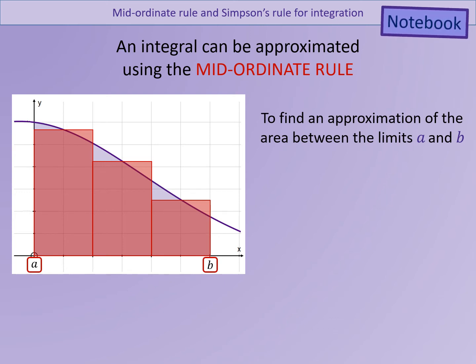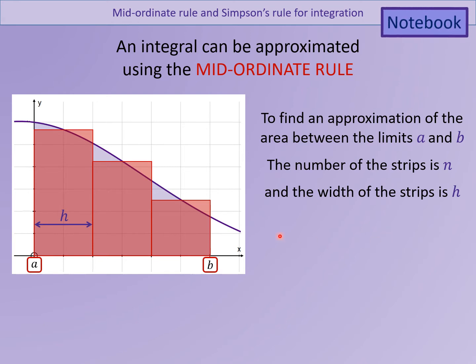Notice I've changed the limits to a and b, more general, and got rid of my numbers. So if I'm looking for an approximation for the area between the limits a and b, I need to do a couple of things. First thing I need to do is obviously know the number of strips, which we'll call a general value n.